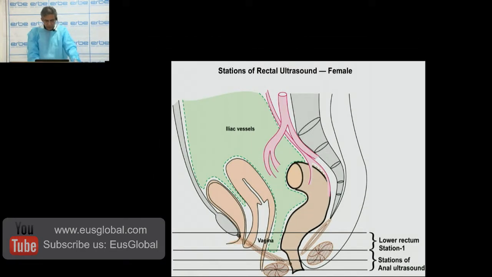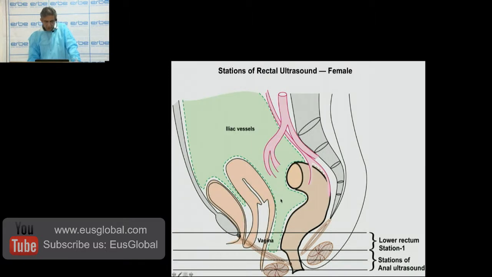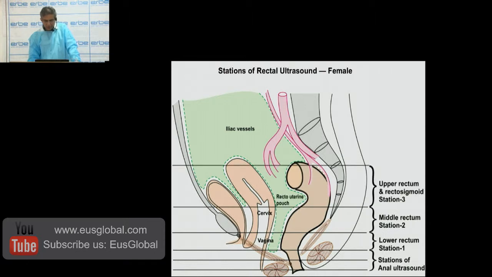What about the female? The difference in the female is that the peritoneum comes much lower down, into the pouch of Douglas, and this comes in between the vagina and the rectum. So the peritoneal reflection in the male is much higher compared to the female. And this is the lower rectum, middle rectum, and upper rectum.